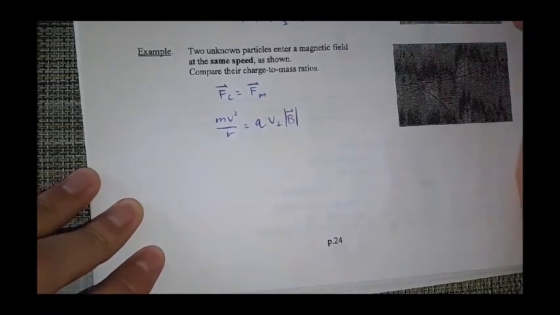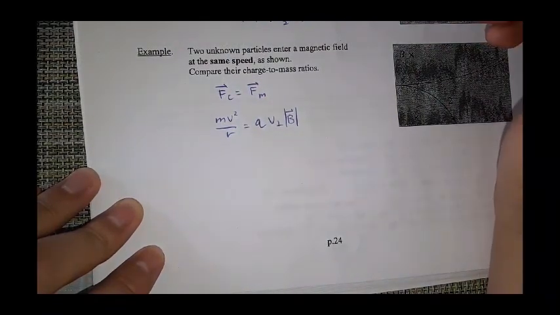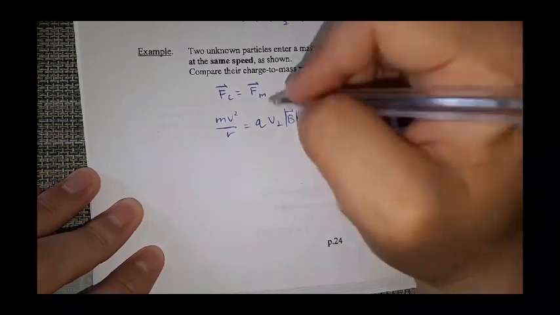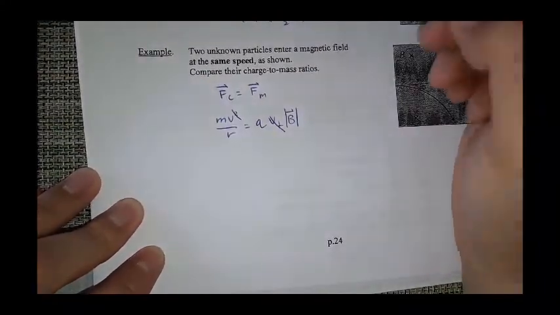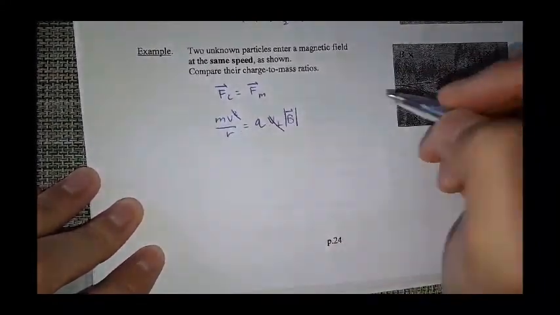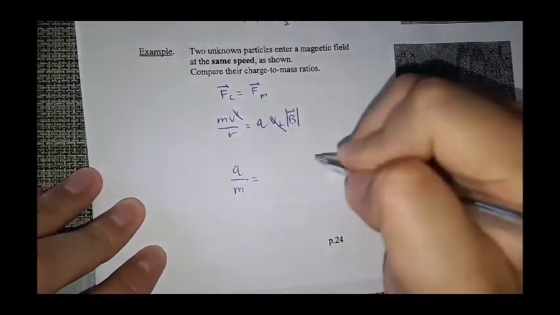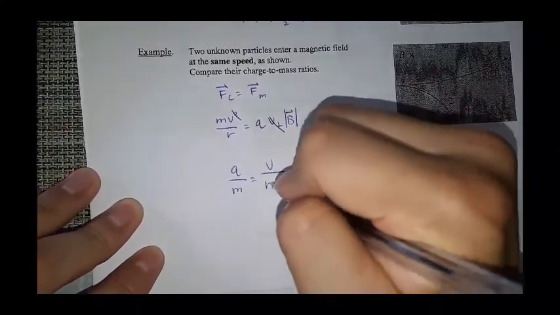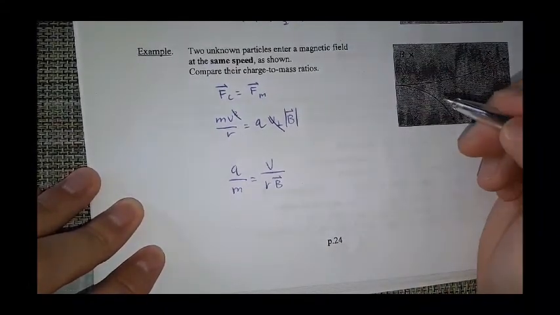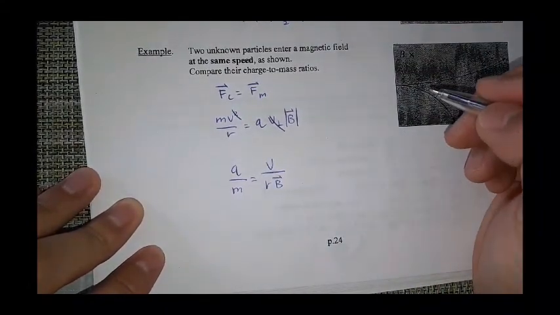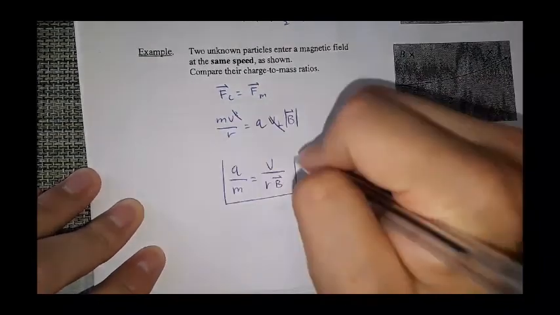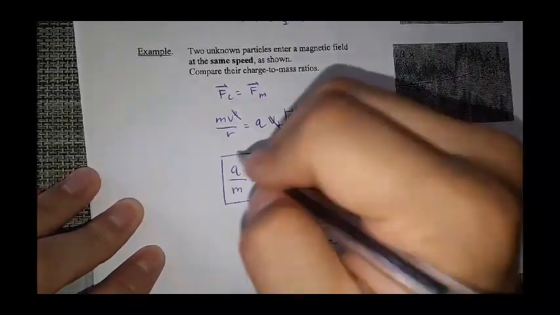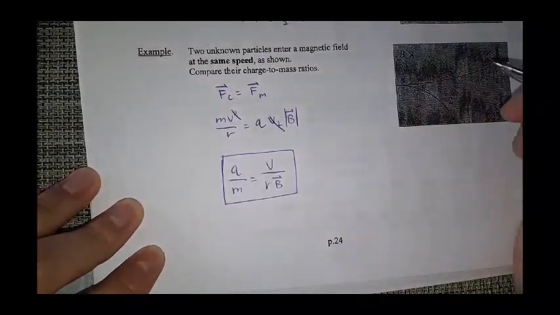First things first, let's isolate for the charge to mass ratio. So velocity will be gone, and we need to move B to the left side and m to the other side. Long story short, q over m should be equal to v over RB. Something like that. So that's the charge to mass ratio.